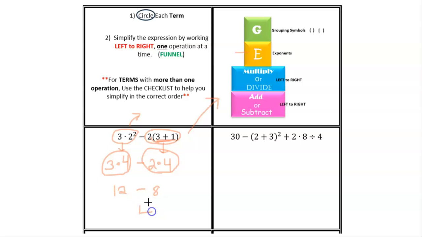12 take away 8 is 4. And we've handled that more complex expression, because of the number of operations in our terms, one at a time, staying organized to get the result of 4.